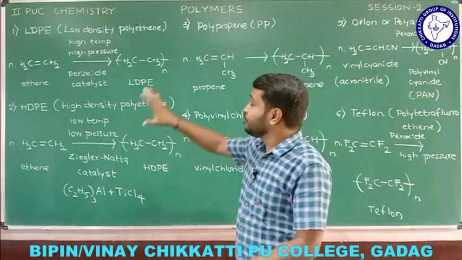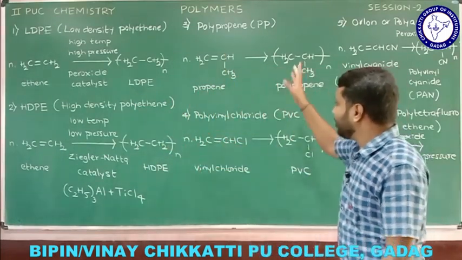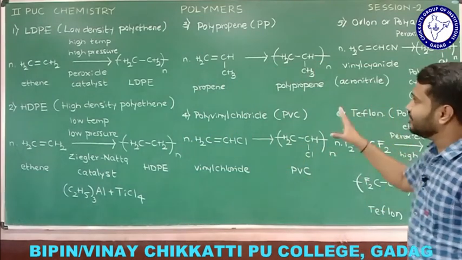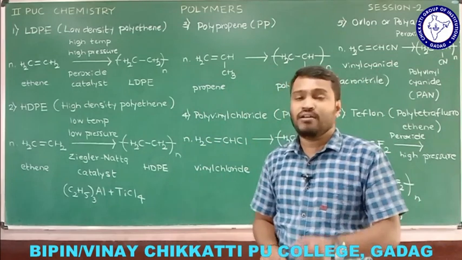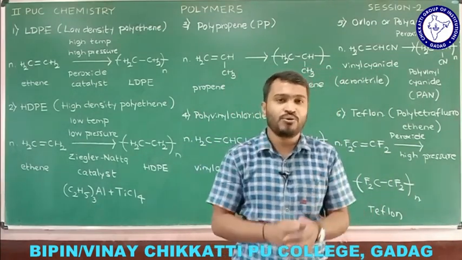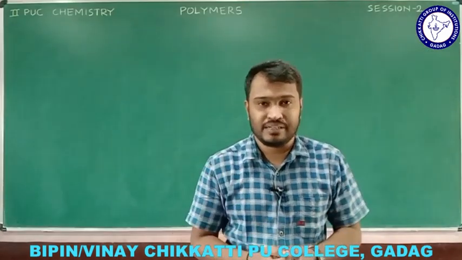Okay, so all these polymers I have explained, that is LDPE, HDPE, polypropylene, polyvinyl chloride, Orlon and Teflon, all these belong to addition polymerization, particularly homopolymerization. Similarly, we'll see some other examples.